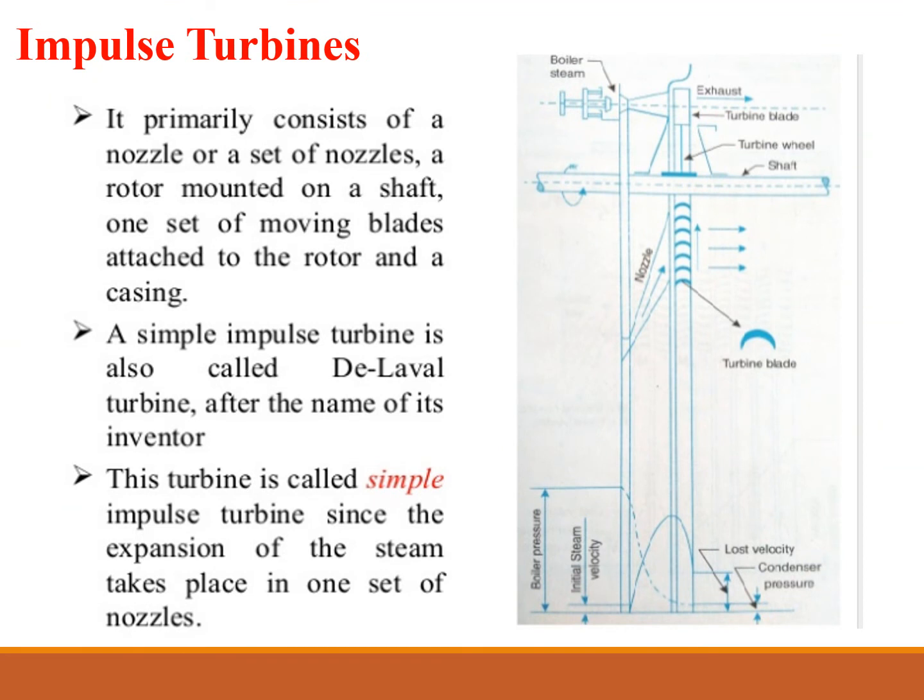This is a diagram of impulse turbine. It primarily consists of a nozzle or set of nozzles, a rotor mounted on a shaft, one set of moving blades attached to the rotor and a casing. This turbine is called simple impulse turbine since the expansion of the steam takes place in one set of nozzles.